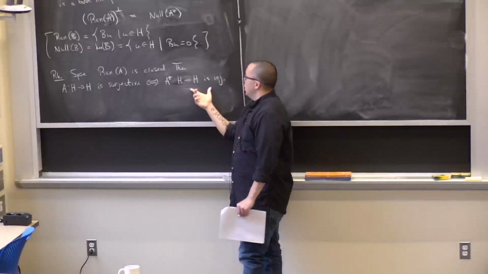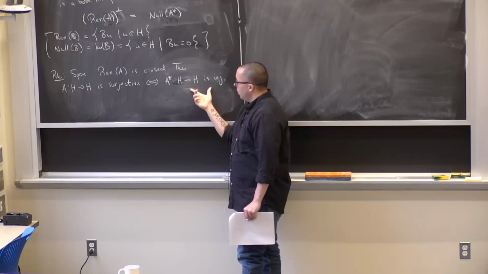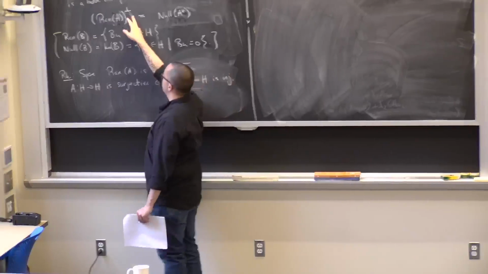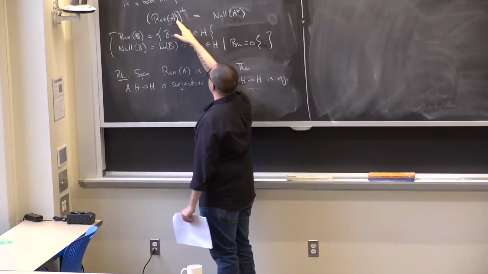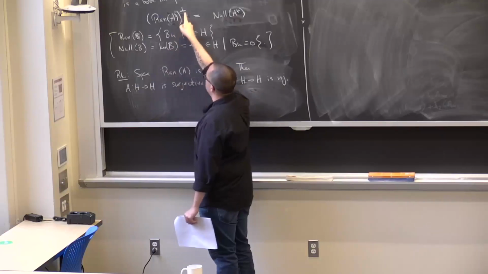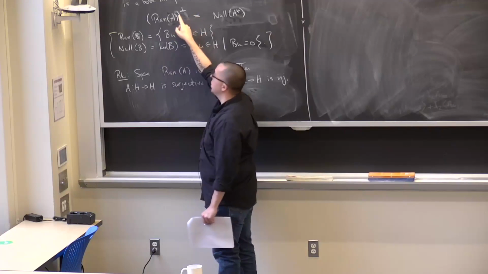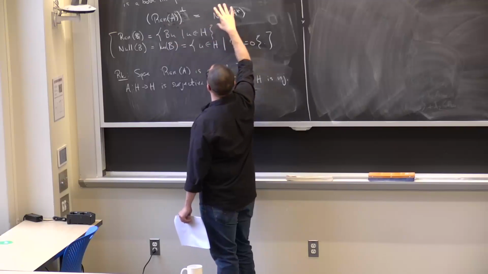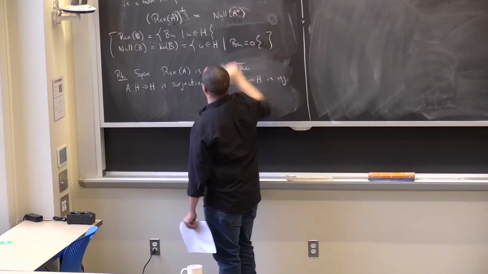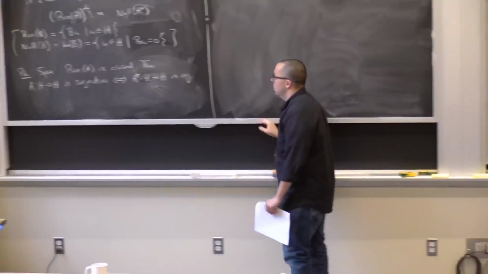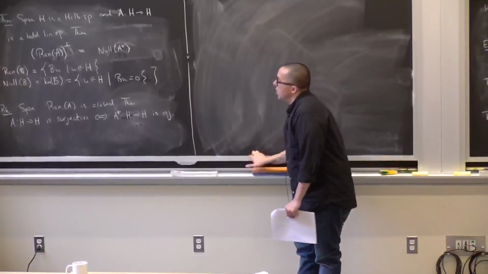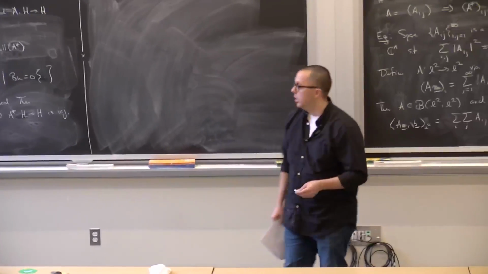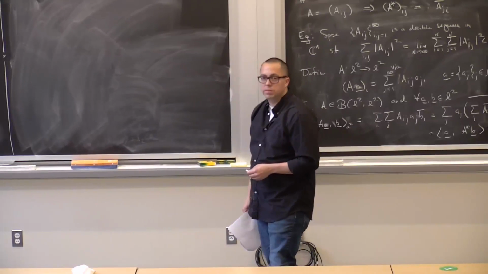Now, if the null space of the adjoint is just the 0 vector, then taking the orthogonal complements of both sides and using the fact that the range is closed, so that the orthogonal complement of the orthogonal complement gives me back the set, I conclude that the range of A equals the orthogonal complement of the 0 vector, which is H, the entire space. Okay? So if we have an operator which has closed range, then being surjective is equivalent to the adjoint being injective. Okay.